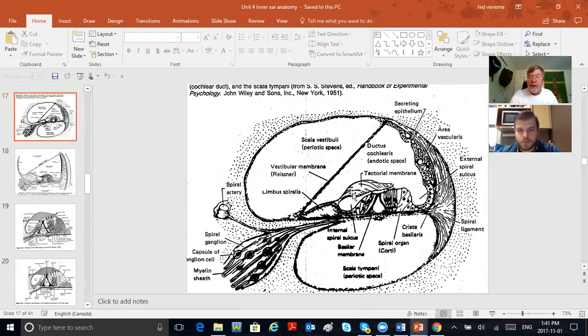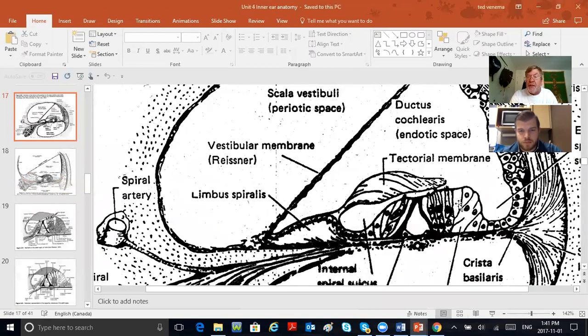Endolymph is touching the hairs, whereas the cell bodies themselves are surrounded by perilymph inside the scala media. Remember, this is perilymph here. This is perilymph in here. So you've got the scala vestibuli, perilymph; the scala tympani, perilymph; scala media, endolymph; but there's perilymph surrounding the cell bodies. That's what I mean by cradled. They're locked, so that perilymph is here, here, surrounding the cell bodies, whereas endolymph is touching the hairs.